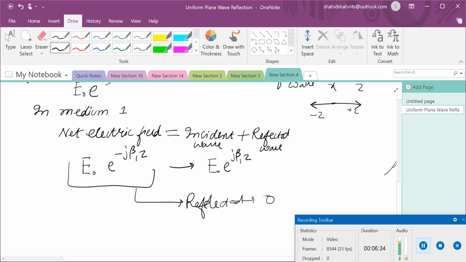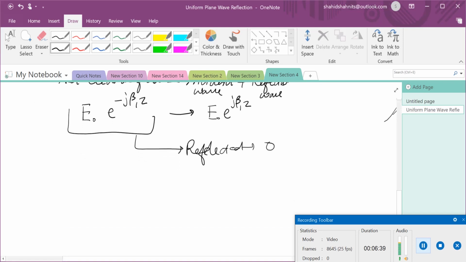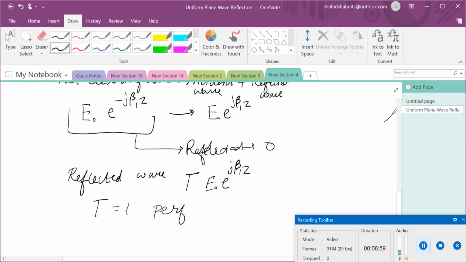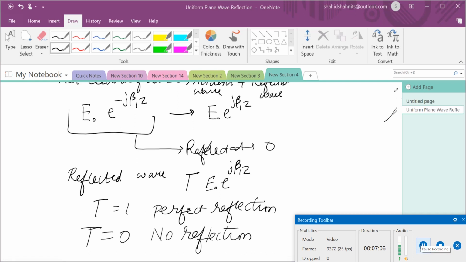And then there are in-between cases. There is a surface which partly reflects the light. So what I will write is that reflected part we can write as the reflected wave, some gamma times E naught e to the power j beta 1 z. So gamma equal to 1 means perfect reflection, and gamma equal to 0 means no reflection at all. This is the reflection part.